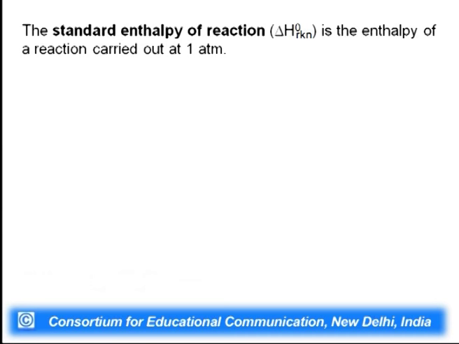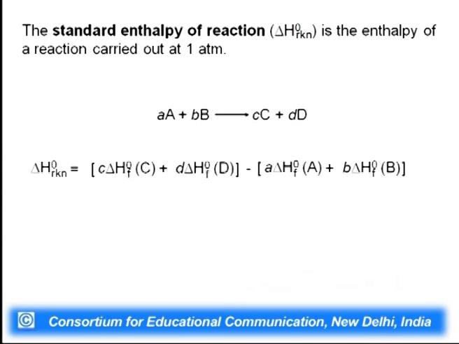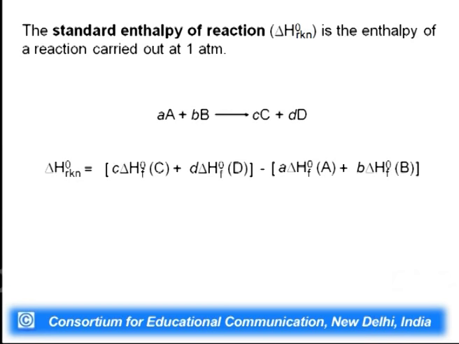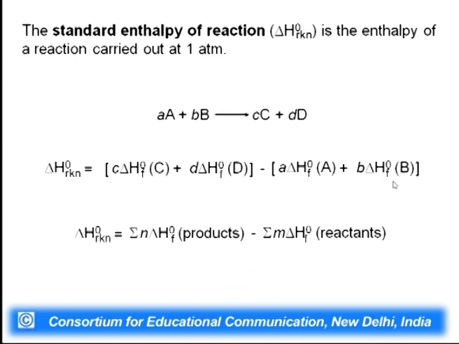So standard enthalpy of reaction is the enthalpy of reaction carried out at 1 atmosphere, and if you have a molecules of A plus b molecules of B giving c molecules of C plus d molecules of D, in this case delta H of reaction can be simply written as c multiplied by delta H formation of C plus d multiplied by delta H formation of D. So this is for the products, and now you subtract the reactants: a multiplied by delta H formation of A plus b multiplied by delta H formation of B. So it is simply n multiplied by delta H of formation for products minus m multiplied by delta H formation of reactants.